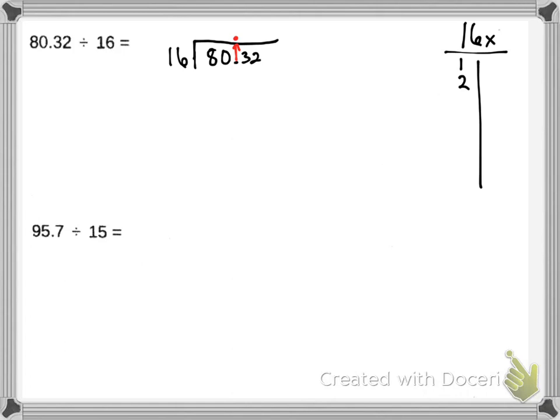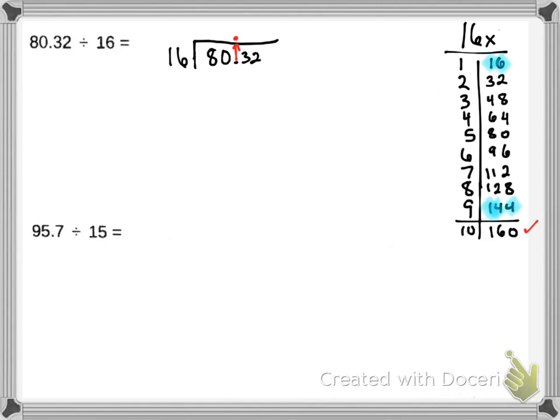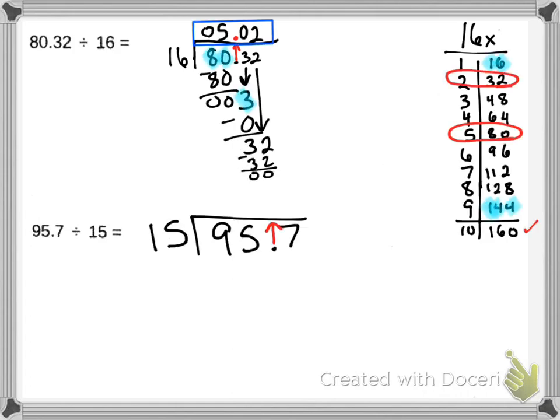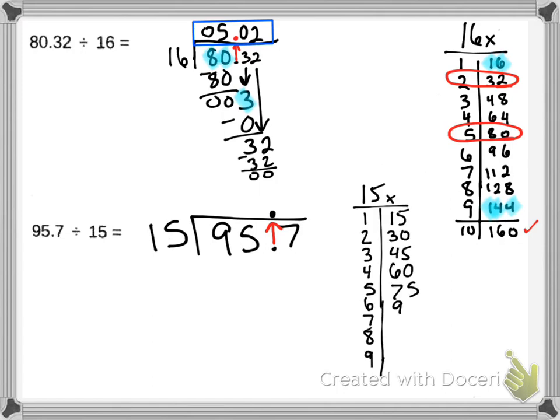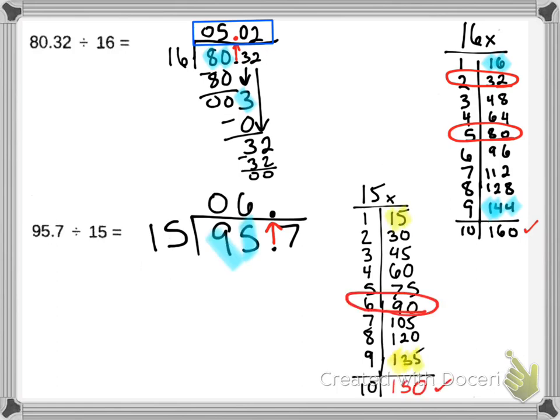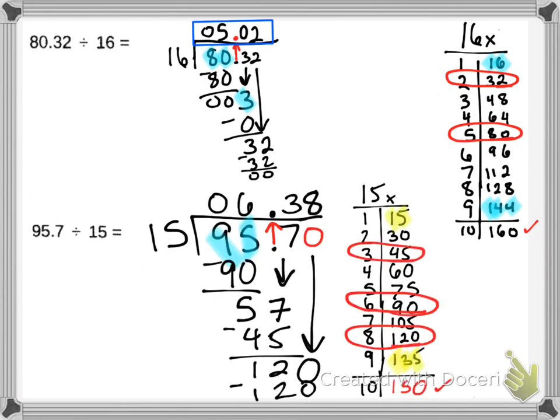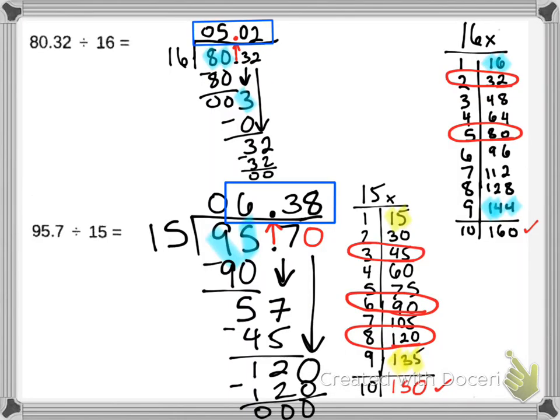So here's the answers. For the very first one, when you divide by 16, your answer ends up being 5 and 2/100. The second one, you were dividing by 16 on the first one. Now you divide by 15, and your answer should be 6 and 38/100 if you do all of your work correctly. So you can pause it here and check all of your work if you need to.